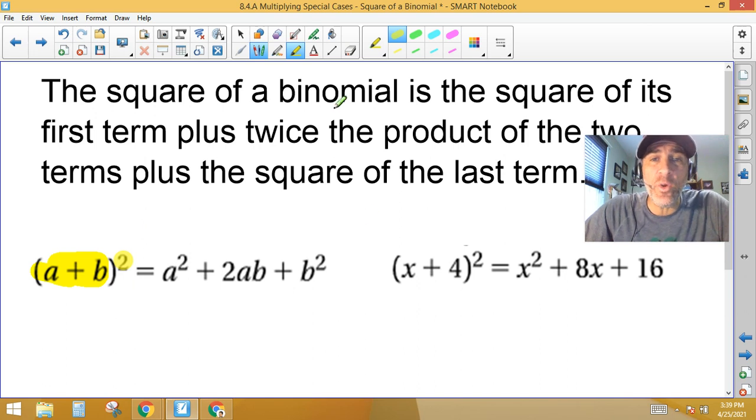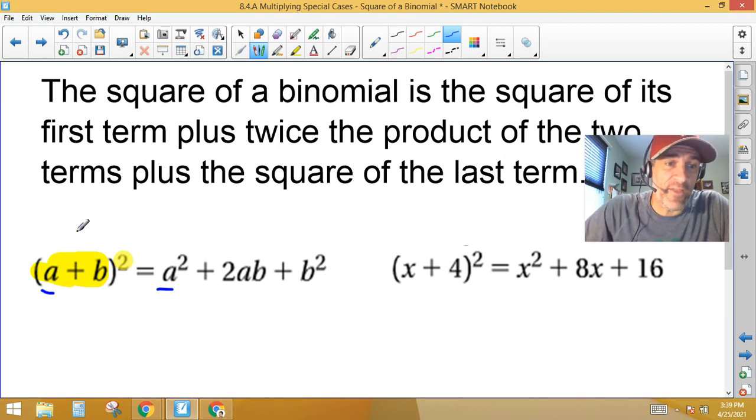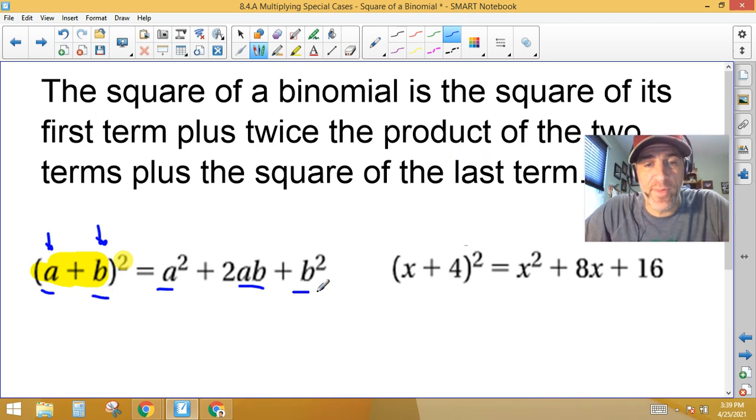What that will equal will be my first term, which is a squared, plus the product of the two terms, meaning I take this a and this b, whatever they are, I multiply them together, which will give me ab, and it will be two of them, so 2ab, plus the square of the last term, so just the last term squared, which is b squared.